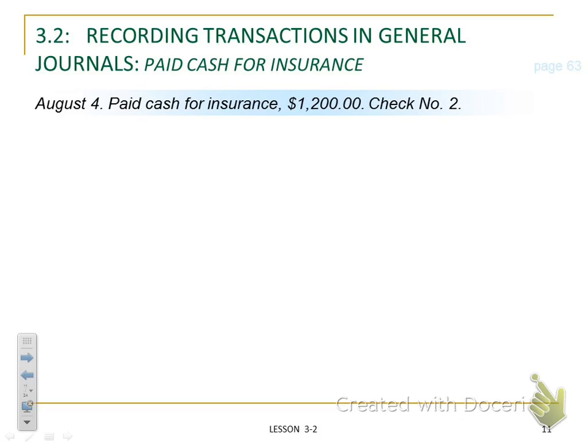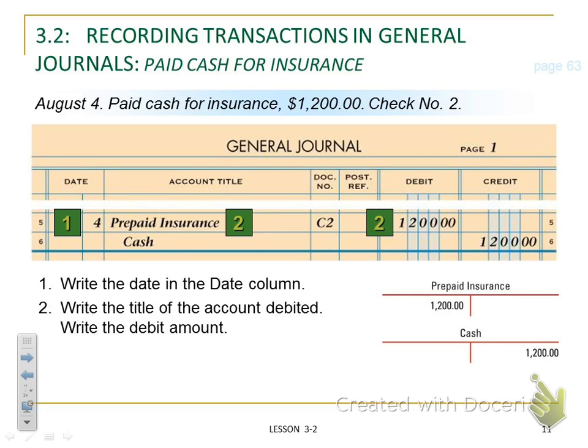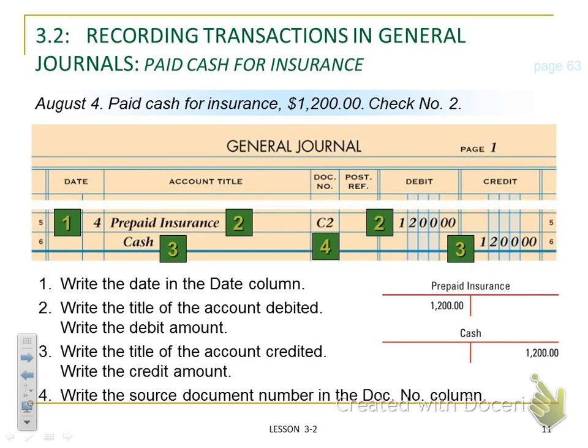Now let's look at paid cash for insurance. What are our two accounts that are affected? Prepaid insurance and cash. They're both asset accounts. One's going to increase, one's going to decrease. Our prepaid insurance is going up, so we're going to record a debit to our prepaid insurance by putting it in the journal in the left margin. We're going to put the date, the 4th, the prepaid insurance, and then the debit amount. Then we're going to enter our cash because we're paying it out. We're going to decrease our cash. And then we're going to record our source document as check 2.